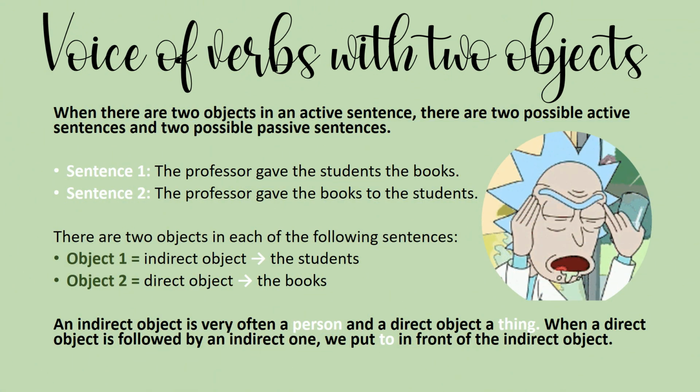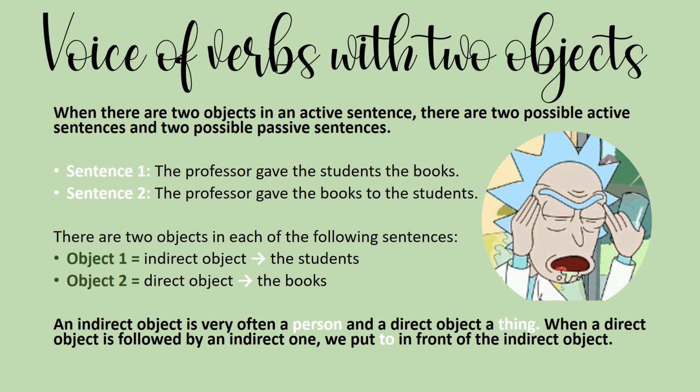The next topic is voice of verbs with two objects. When there are two objects in an active sentence, there are two possible active sentences and two possible passive sentences. For example, sentence 1. The professor gave the students the books. Sentence 2. The professor gave the books to the students. There are two objects in each of the following sentences.